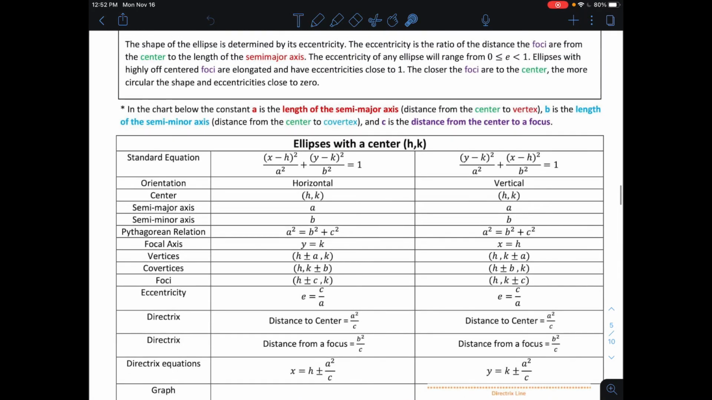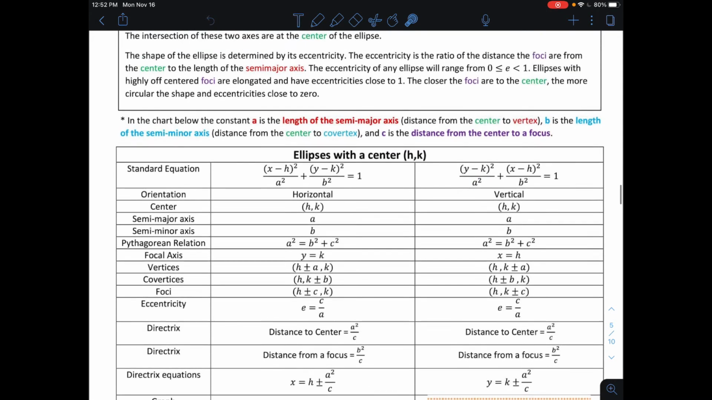which will take us to our equation of an ellipse written in standard form as x minus h squared over a squared plus y minus k squared over b squared is equal to 1. The only difference in terms of the orientation is the sizes of the denominator. If an ellipse is elongated along the horizontal, x will have the bigger denominator. If it's elongated about the vertical, y will have the bigger denominator.